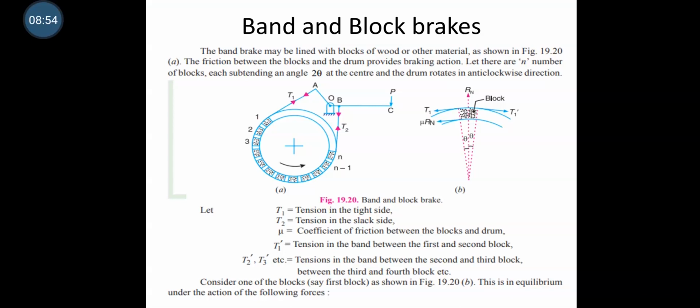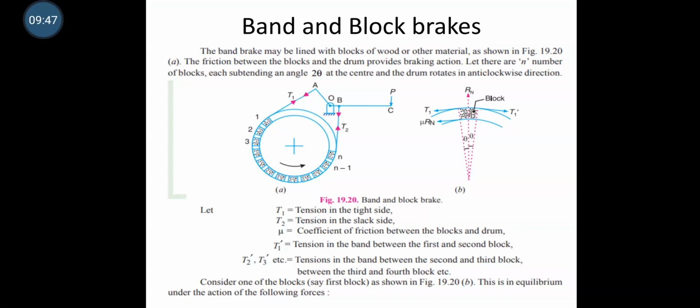And next chapter, band and block brakes. Band brake may be lined with blocks of wood or other material. The picture shows that the friction between the blocks and the drum provides the braking action. N is the number of blocks, each subtending an angle 2 theta at the center, and the drum rotates in anti-clockwise direction, as the picture shows. T1 is the tension in the tight side, T2 is the tension in the slack side, mu is the coefficient of friction between the block and the drum, T1 dash is the tension in the band between the first and the second block.